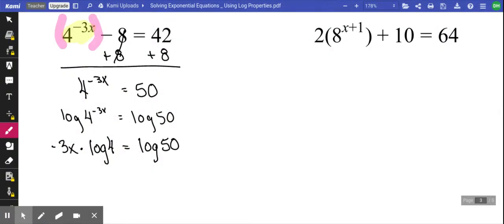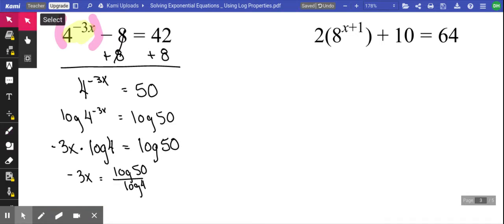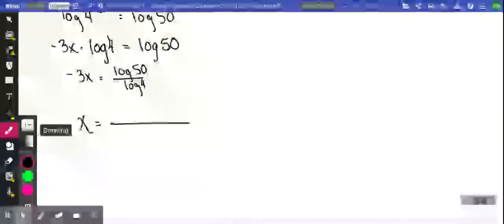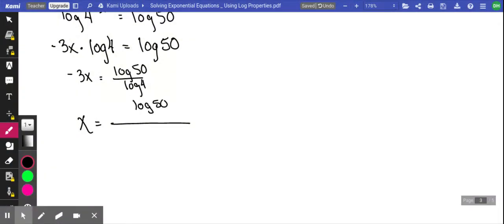And I bet you're in cruise control right now. Let's divide both sides by the log of 4. Okay, and then we'll divide both sides by negative 3. So we've got x equals, let's see, the log of 50 divided by the log of 4, all divided by negative 3. We'll pump that into our calculator. And I think what we're going to end up rounding to is a negative 0.9 when we go nearest tenth.